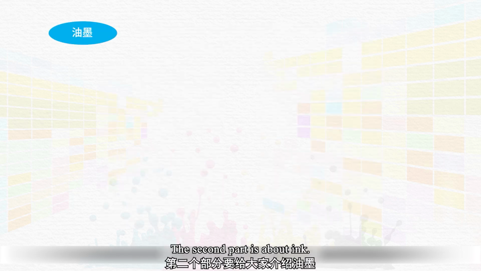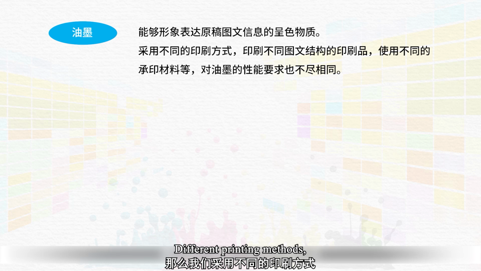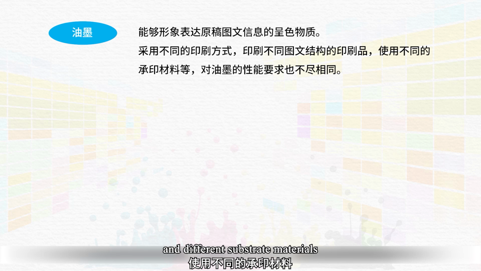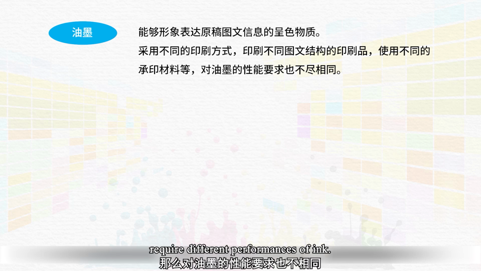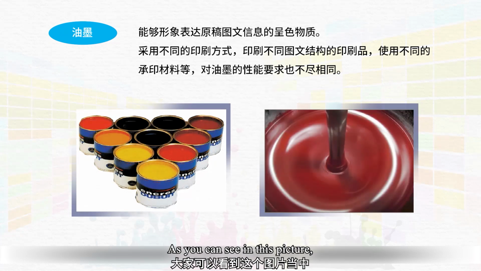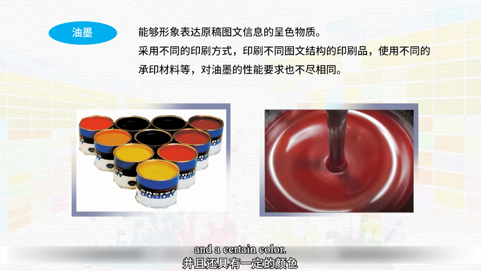The second part is about ink. Please think about what is ink. We can say that in printed matter, the color-forming substance that can vividly express the graphic and text information of the original is ink. Different printing methods, printed matter with different graphic structures, and different substrate materials require different performances of ink. Therefore, we need to understand the composition and properties of ink. As you can see in this picture, ink is a fluid substance with fluidity and a certain color.